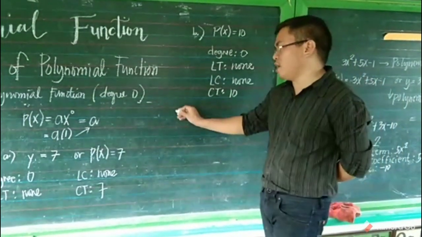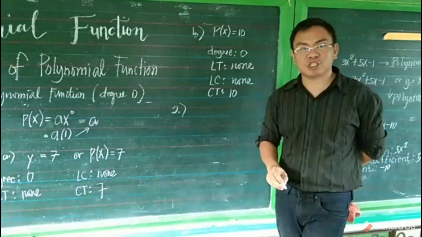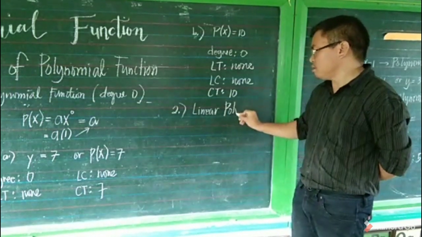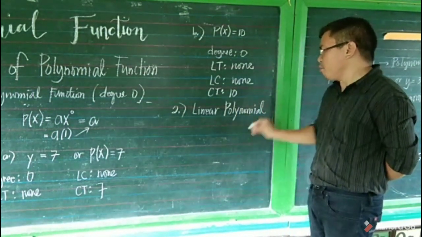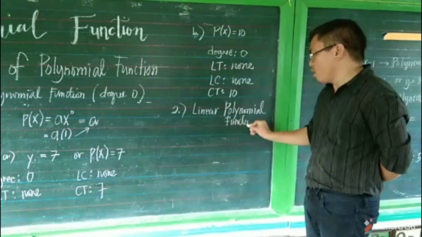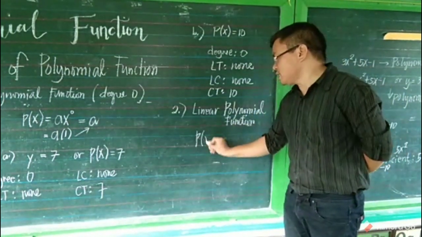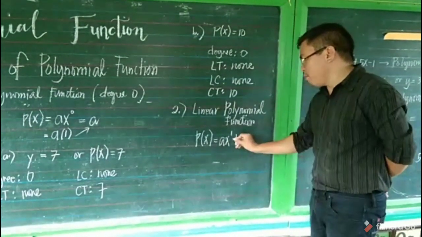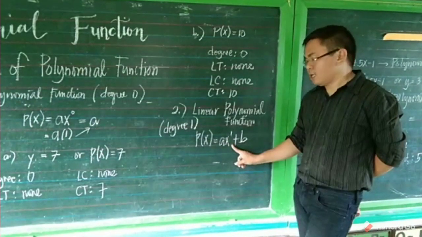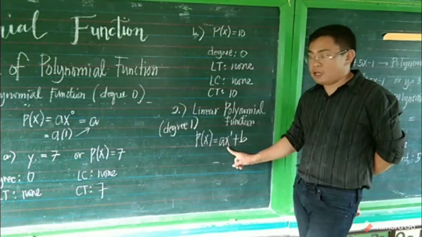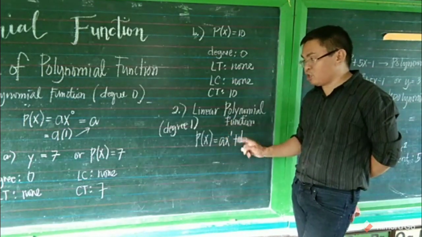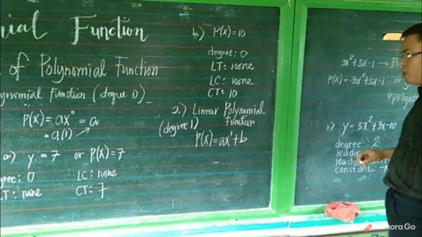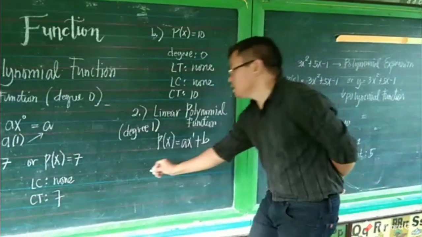So I guess zero polynomial function is easy to understand. Now let's move on to another type of polynomial function, and that is linear polynomial function. So a linear polynomial function takes the form p of x is equal to ax to the exponent of 1 plus b. The highest exponent of x is 1. Therefore, linear polynomial function is a function of degree 1. Now, let's have examples for linear polynomial function.